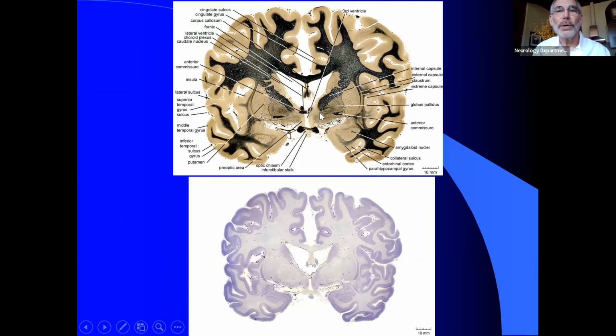Another coronal view down emphasizing how the hypothalamus is the wall of the third ventricle. Here's the optic chiasm. All right, infundibulum coming off right behind it, heading down into the pituitary. And some of these other pathways, which we've considered in the past and will consider at a later time.